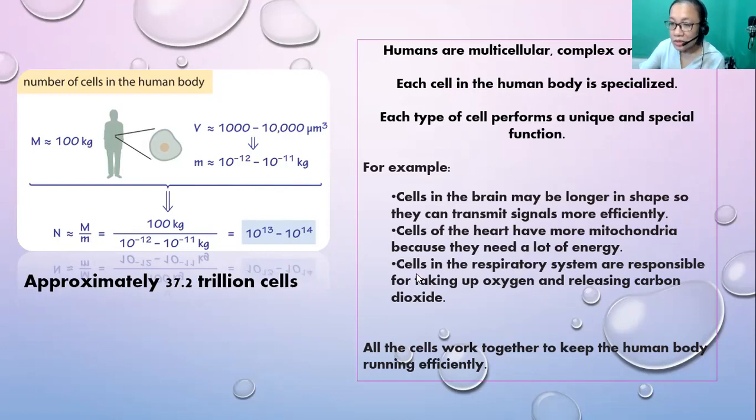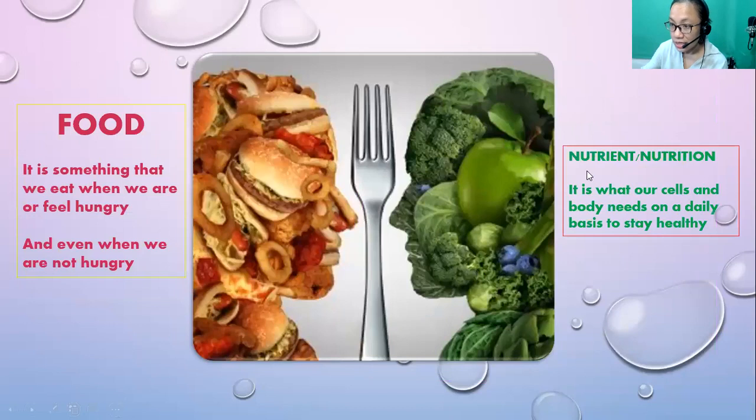Cells in the respiratory system are responsible for taking up oxygen and releasing carbon dioxide. So they have their diffusion capacity should be mataas so that oxygen na pumapasok at saka carbon dioxide na lumalabas mag-diffuse easily. So in short, they have different functions, but every one of them should work together to keep the human body running efficiently. And they have to sustain that without any interruption para masustain din yung well-being ng individual. So yun po yung overall at a cellular level. So now let us also differentiate food and nutrients.